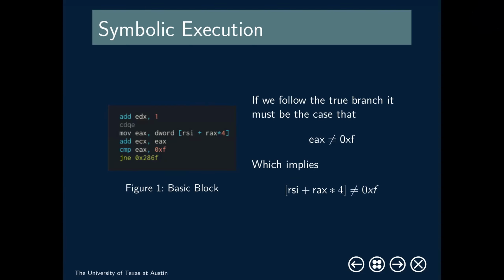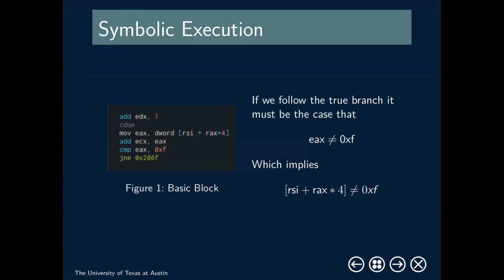So for an actual example, this is the basic block that I showed at the beginning of the talk. We see some adds, some moves, and then a compare EAX to 0xf, and then a jump not equal to 0x286f. So assuming that we follow the true branch and we jump to the basic block corresponding to 0x286f, we know that it must have been the case that EAX was not equal to 0xf.